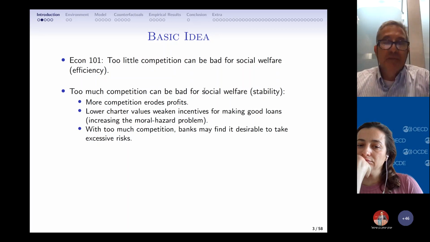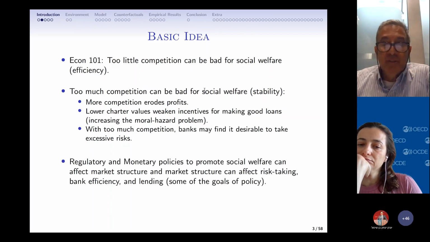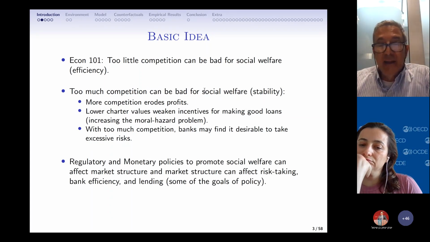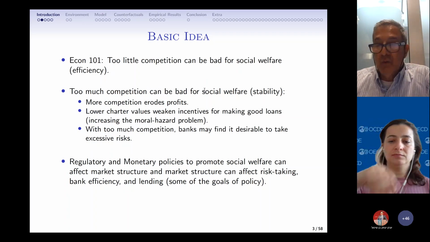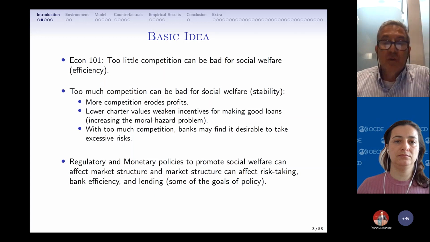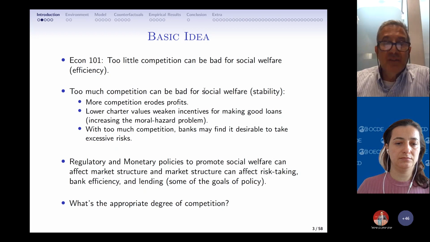So now you have the three words in the title: competition, efficiency, and stability. And that's what this paper is about. What we want to do in this paper is think about how regulatory and monetary policy affects market structure, and how market structure itself may affect risk-taking, bank efficiency, and lending, which are some of the goals of monetary policymakers.